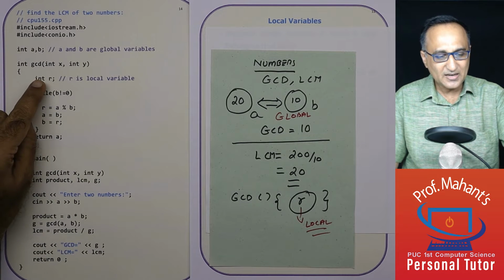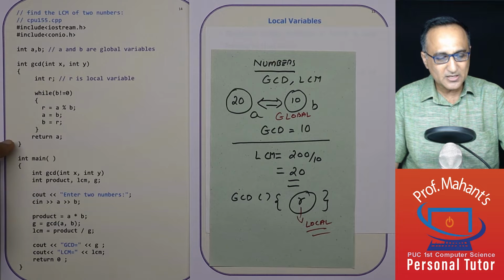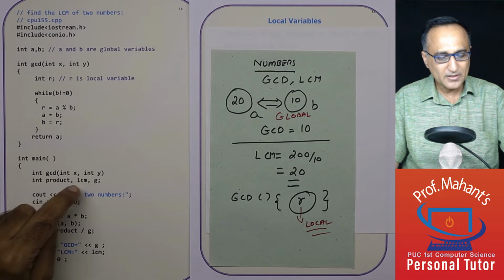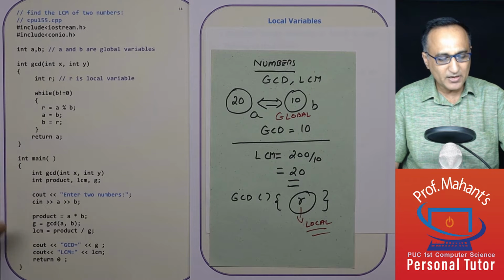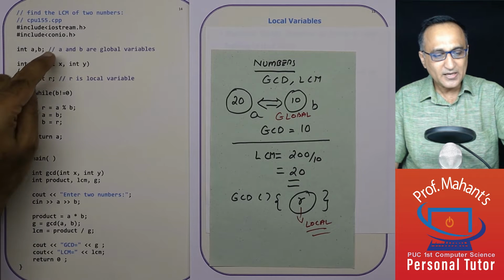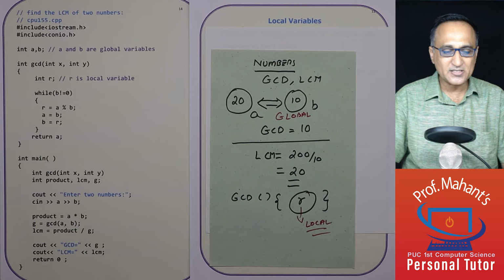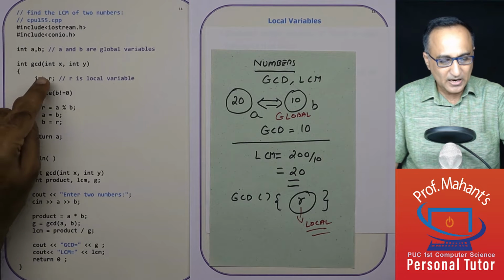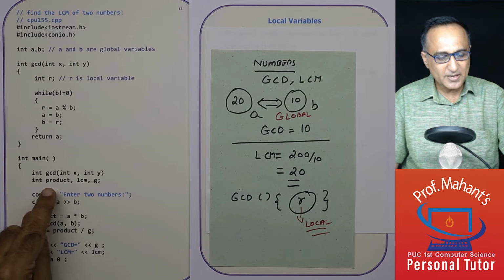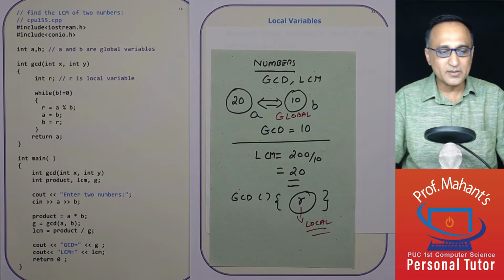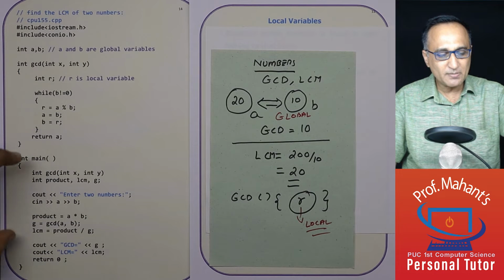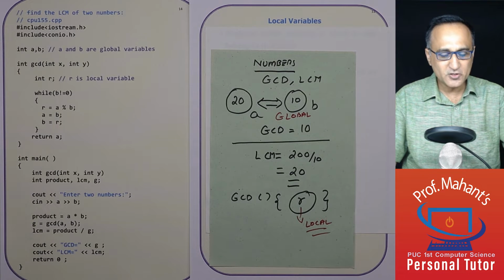Whereas R is available only between its flower brackets, product, LCM and G are only available between the flower brackets of main. A and B are available in the complete program, therefore they are known as global variables. R, LCM, G and product are known as local variables because they are only available in their respective functions.